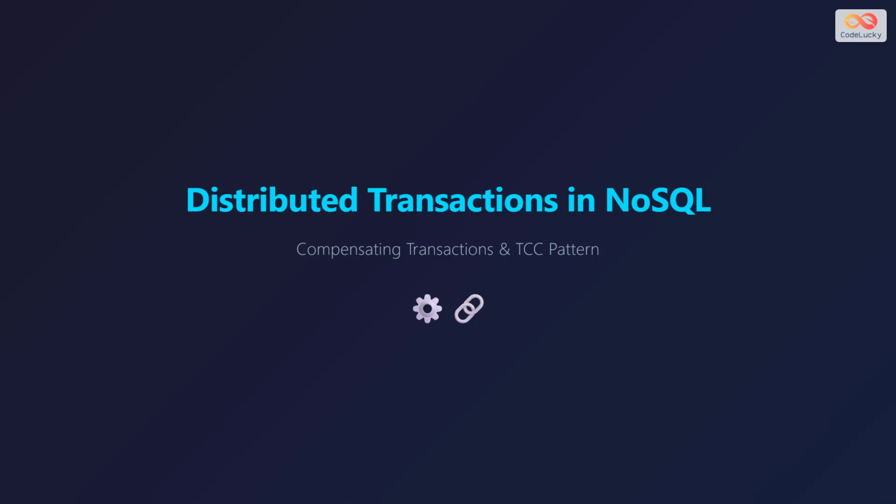Welcome to this comprehensive guide on distributed transactions in NoSQL databases. NoSQL systems like MongoDB, DynamoDB, and Cassandra were designed for horizontal scalability and high availability. However, this architecture comes with a fundamental trade-off. They don't support traditional ACID transactions across multiple documents or services. In this course, we'll explore practical patterns and techniques to achieve reliable transaction semantics in distributed NoSQL environments. Whether you're building microservices or large-scale applications, understanding these patterns is essential for maintaining data consistency.